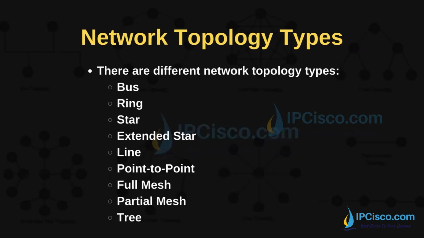There are different network topology types. These are bus, ring, star, extended star, line, point-to-point, partial mesh, full mesh, and tree. Why do we use each of these network topologies? Here, we will explain the details of each of these network types. We will learn their characteristics, advantages, and disadvantages one by one.